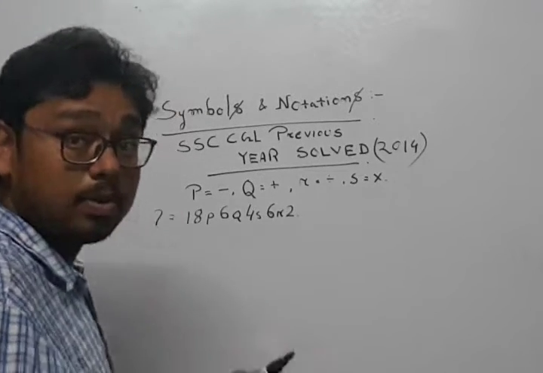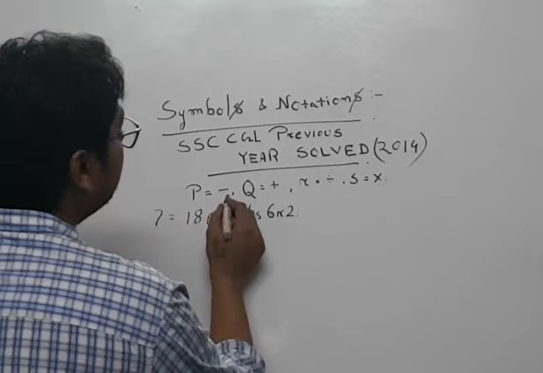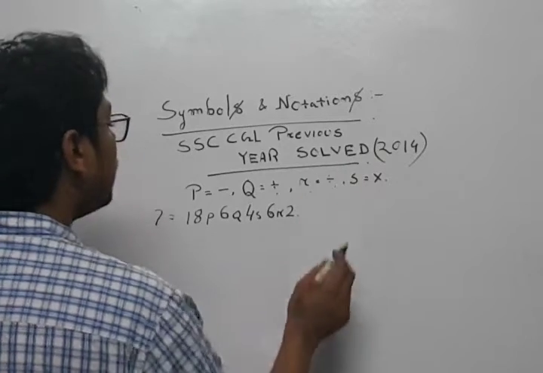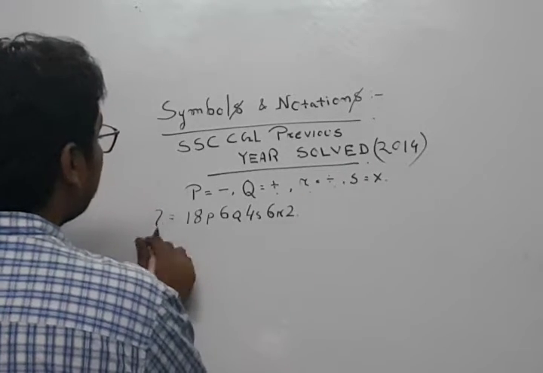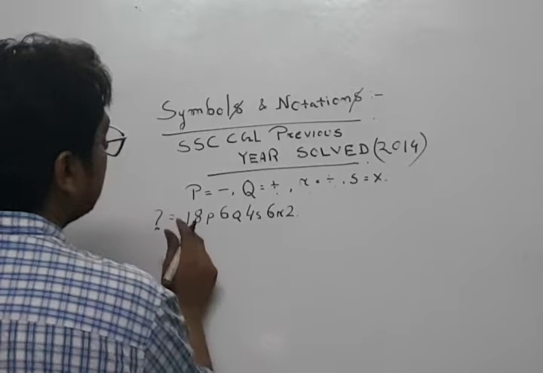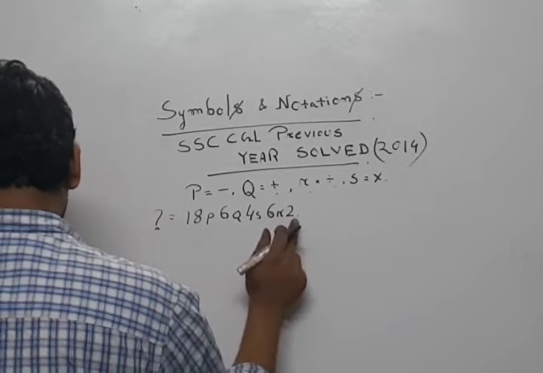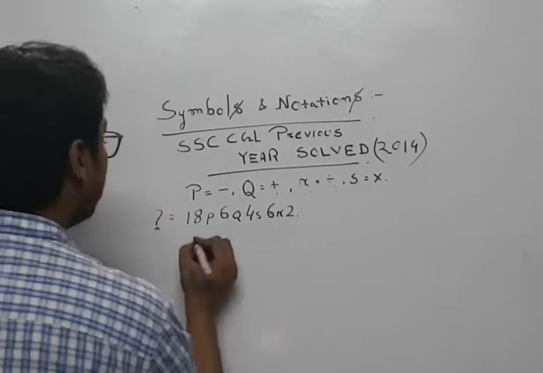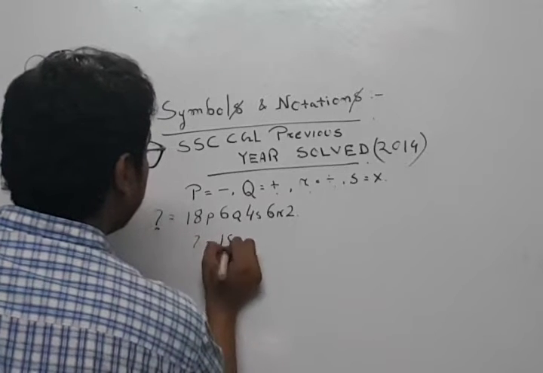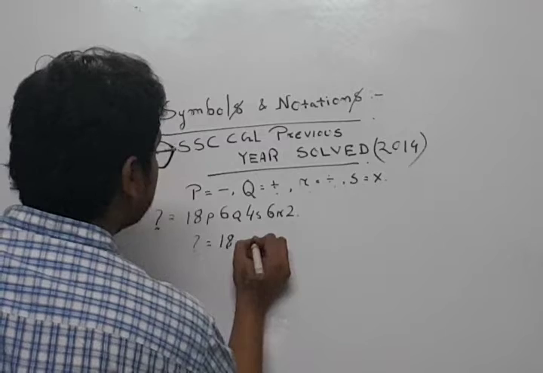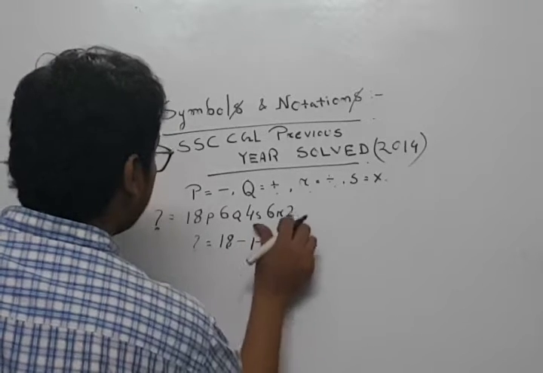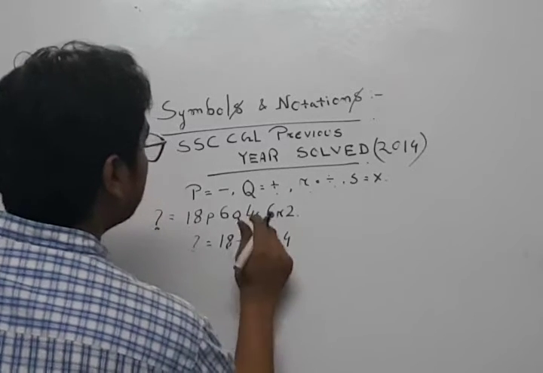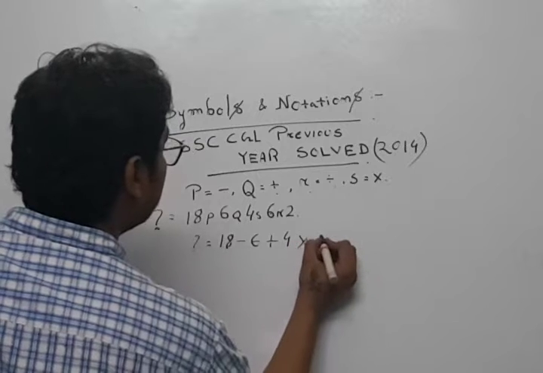Here is another type of question. P is equal to minus, Q is equal to plus, R is equal to divide, and S is equal to multiply. So what will be the answer of 18P 6Q 4S 6R 2? First we arrange this equation according to the conditions. It will be like this: 18 minus 6 plus 4 into 6 by 2.